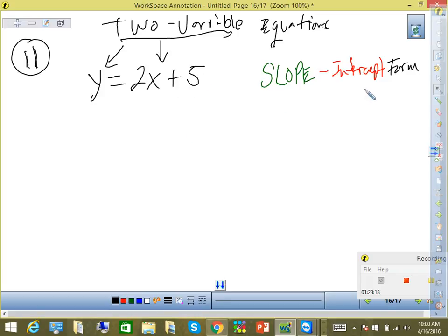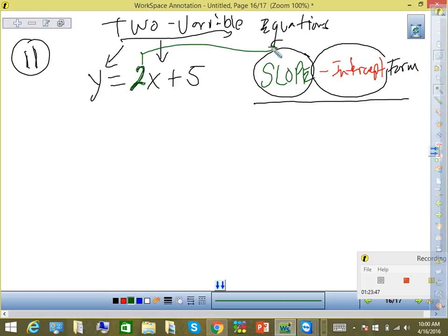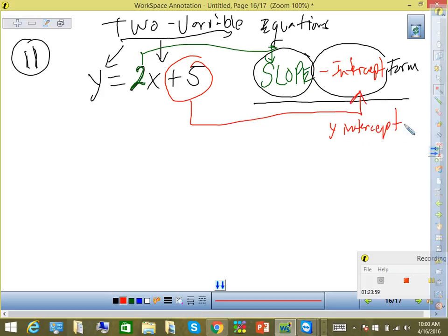It's called slope intercept form because it has to be in this order. Which one comes first? Slope. Which one comes second? Intercept. So watch. Look up, please. The coefficient of x is the slope. This 2 is the slope. And the last part is the y-intercept. Y-intercept. Okay? That's why it's called slope-intercept form. Are we there?